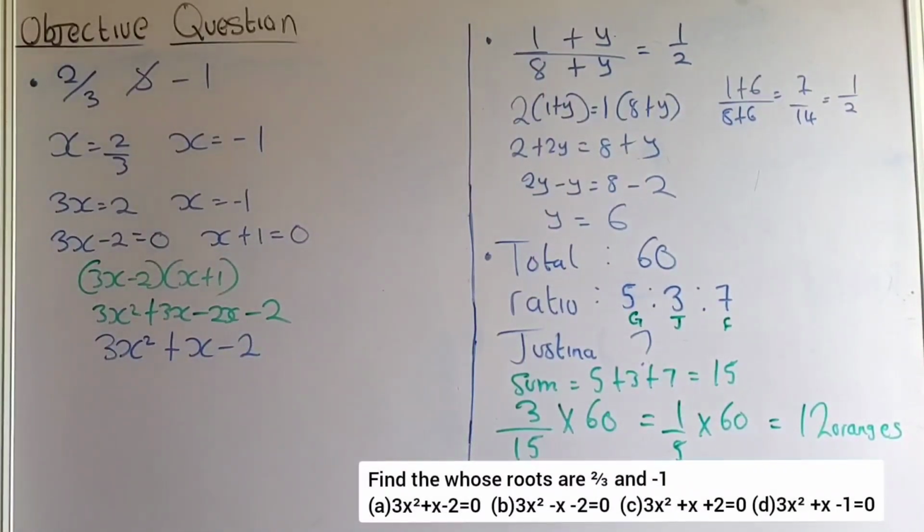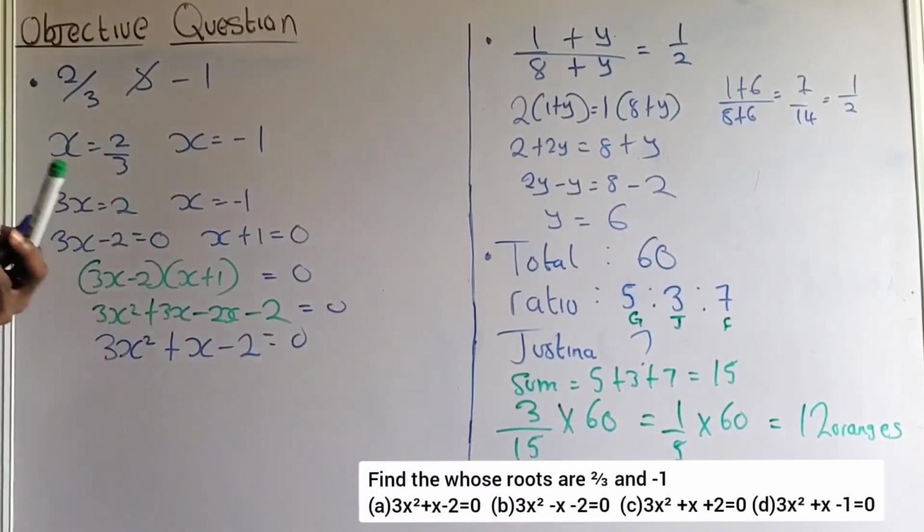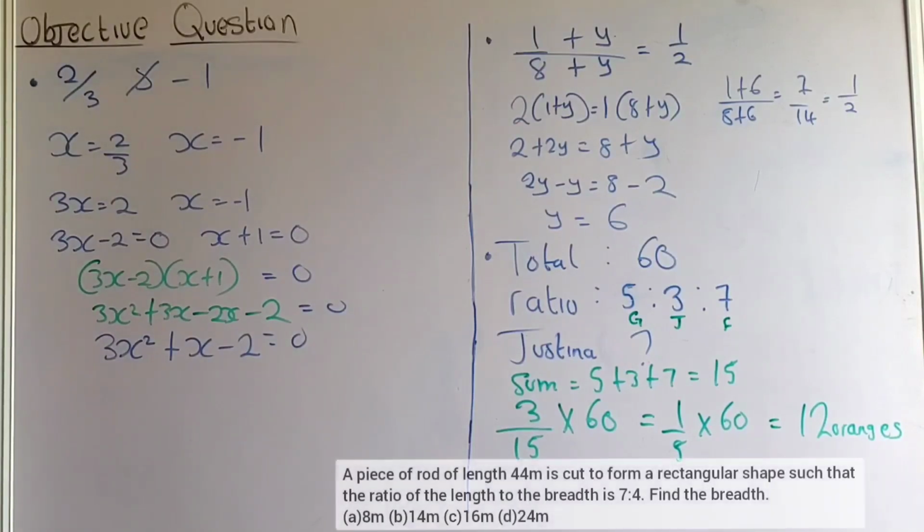Now, if you check the options, for the first option we have 3x squared plus x minus 2, equals 0. For the second option, we have 3x squared minus x minus 2 equals 0. The third option, we have 3x squared plus x plus 2 equals 0. And the last option, option D, we have 3x squared plus x minus 1 equals 0. The right option to that question is option A. Do you understand? Now, let's proceed to question 20.